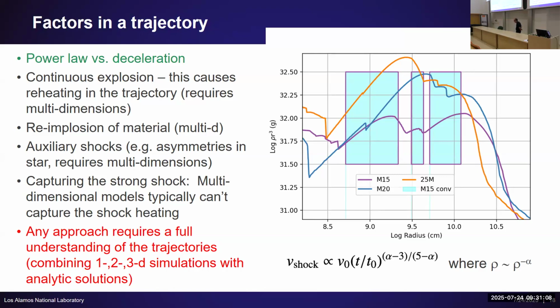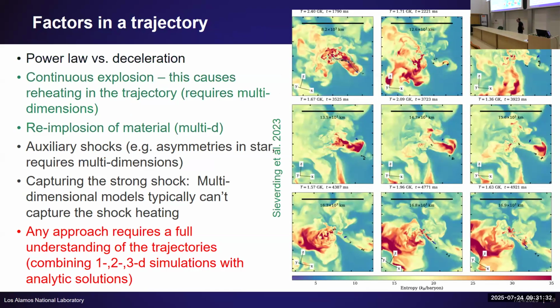This is looking at a particular set of stars, and the blue shaded regions are convective regions. So there are ways to get a guide of how the density evolves, how it behaves as a function of convective regions and all of this physics. So we're studying that, trying to understand how our progenitor affects the evolution of the trajectories.